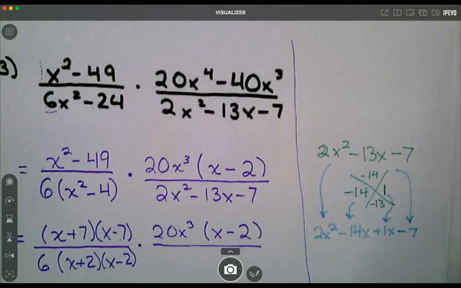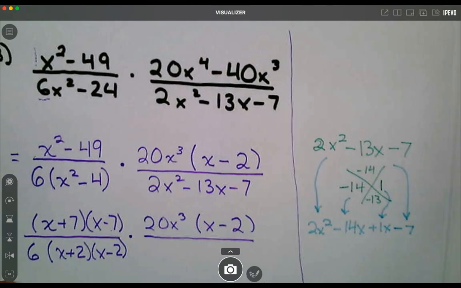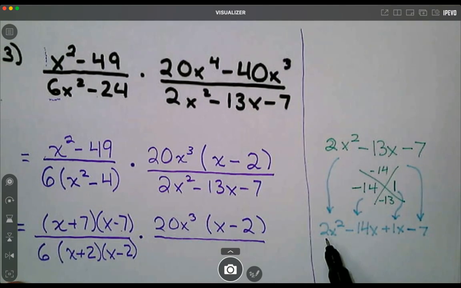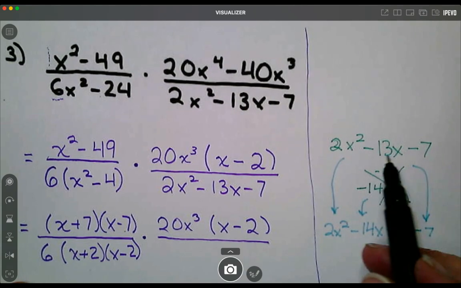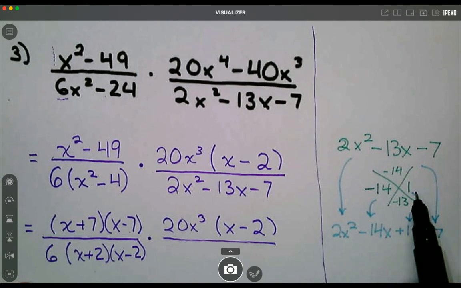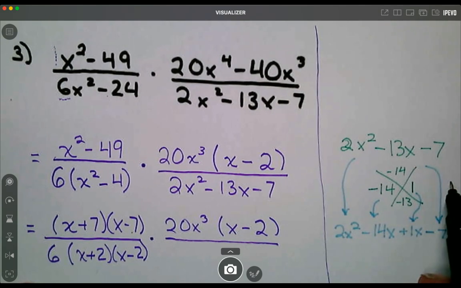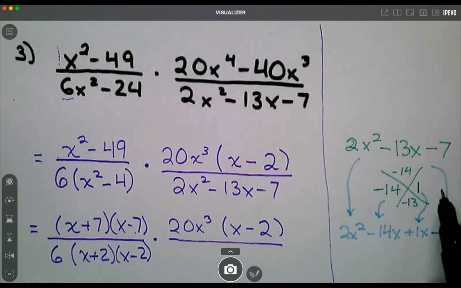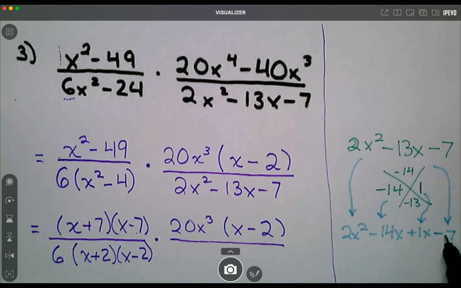Zoom in a little bit there. A little bit of light on that. Okay, so I brought down my 2x squared from the top. This negative 13x has been split into negative 14x and 1x. And the negative 7 has just come down.